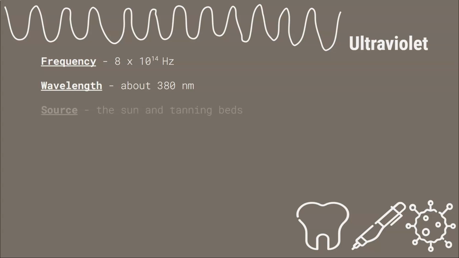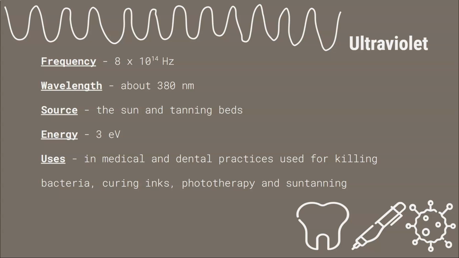Ultraviolet is at 8 times 10 to the 14 hertz, 380 nanometers. The sun and tanning beds give off ultraviolet rays, and that's why you should wear sunscreen, because now we're getting into the part of the spectrum that can penetrate organic matter and damage cells. Its energy is about 3 electron volts, and we can use it in medical and dental practices. Ultraviolet light is used for killing bacteria, especially in water treatment plants. We use chlorine and ultraviolet light to kill bacteria so that you don't get sick when you drink water. It can cure inks, meaning put inks on paper and keep them there so they don't run. It's also used for phototherapy and sun tanning.